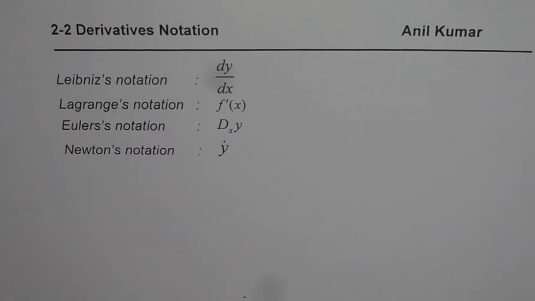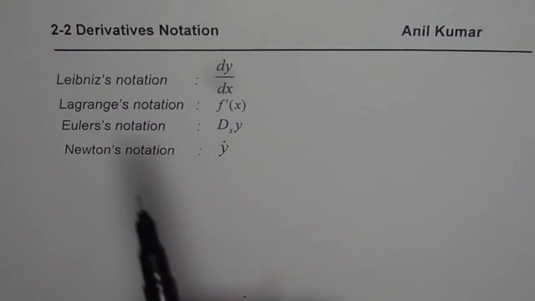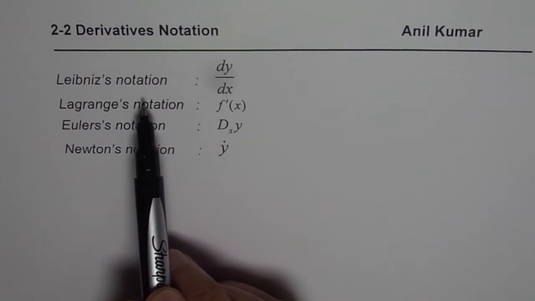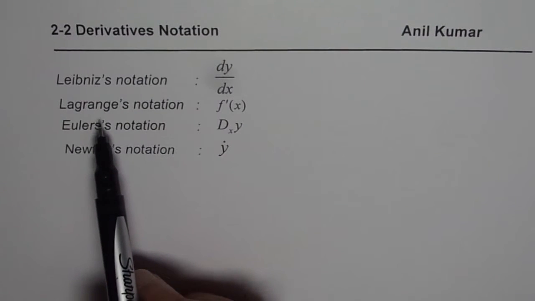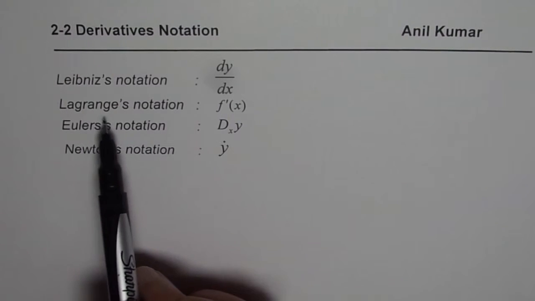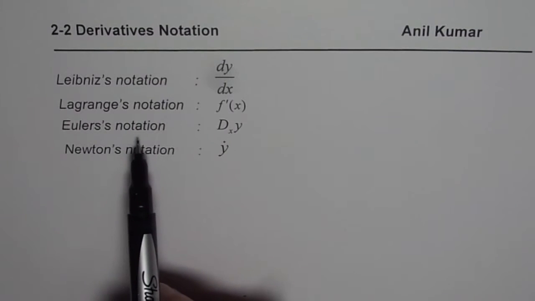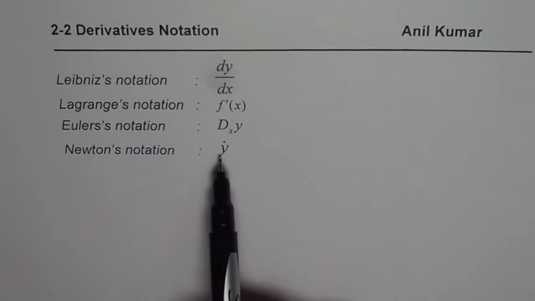You'll find in books four different kinds of notations being used for derivatives. The first, which is very popular, is Leibniz notation, where you write dy over dx. Also, we can say dy dx. The second one is prime notation, or Lagrange's notation, f dash x. Then we have Euler's notation, capital D x y, and Newton's notation, y dot.